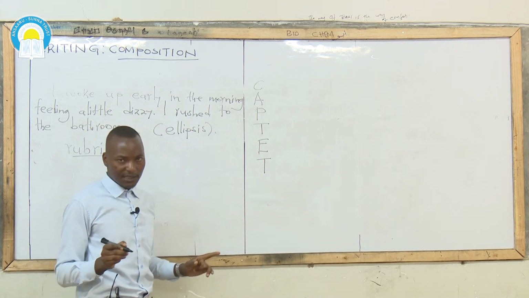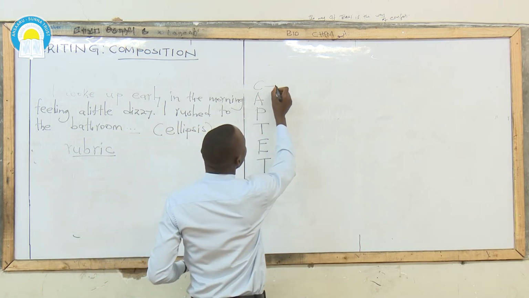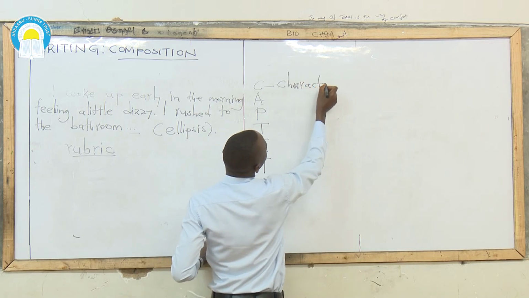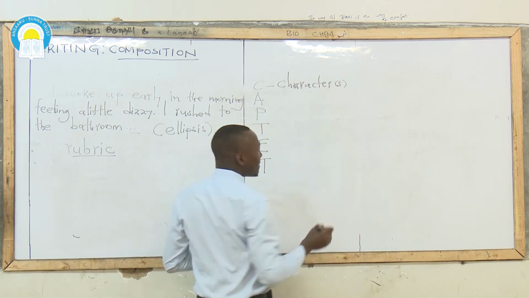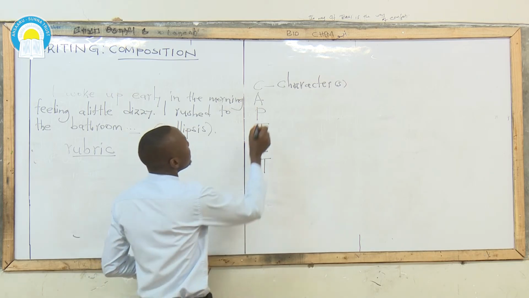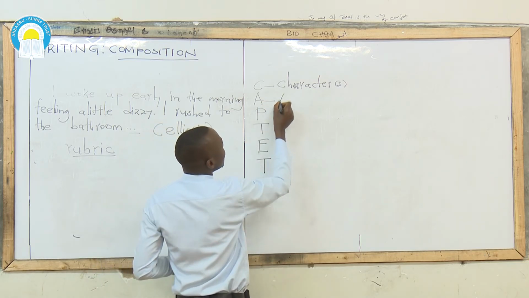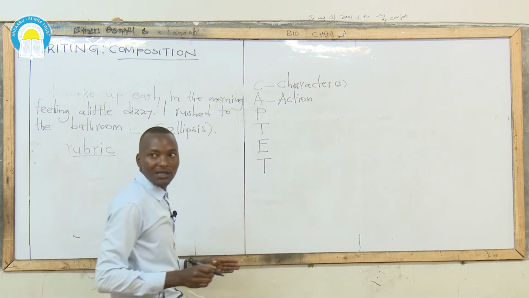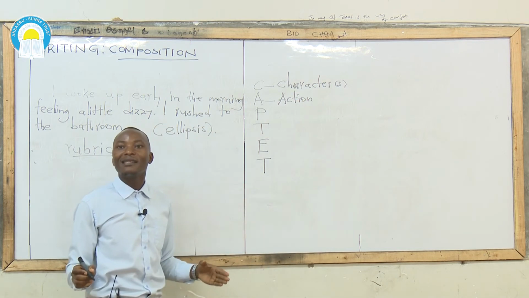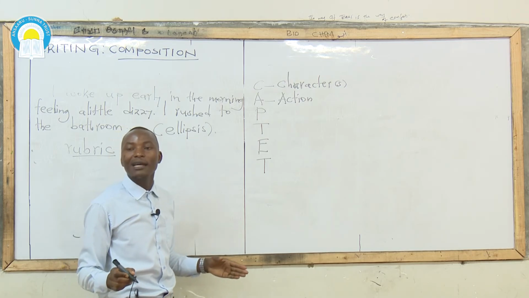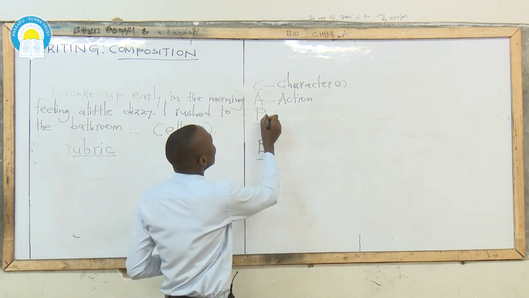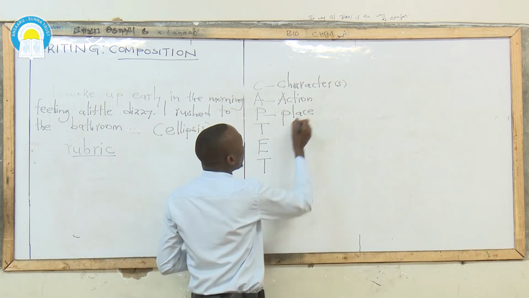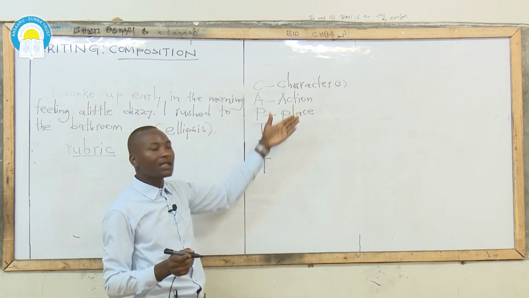I want you to know this, students, that the letter C here stands for character or characters. These are the people involved in the story. Then we have the action. Action refers to what the character is doing: the verbs, the doing words. What is the character doing? Then P is the place. Where is the character doing the action?